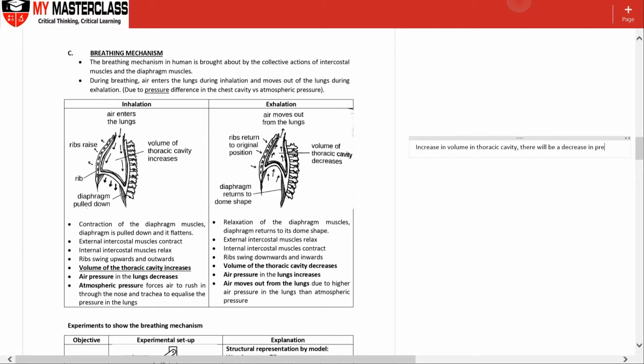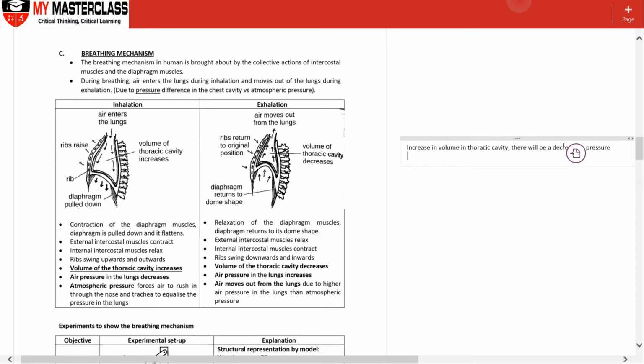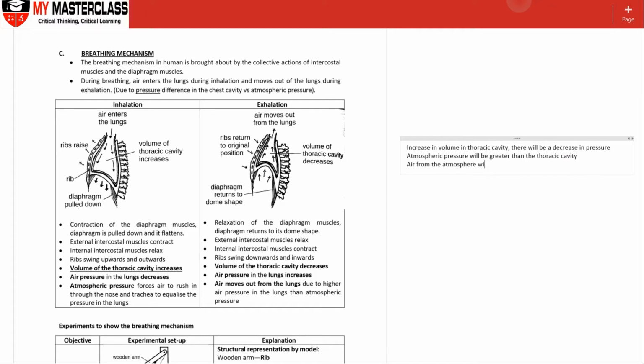So what happens when I have a decrease in pressure? Therefore my atmospheric pressure, or the surrounding pressure, will be greater than that in the thoracic cavity. Okay, so when that happens, air from the atmosphere will flow in, resulting in what is known as inhalation. So how do we get the thoracic cavity volume to be larger? It is due to all these here.